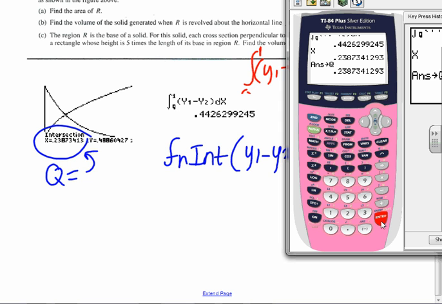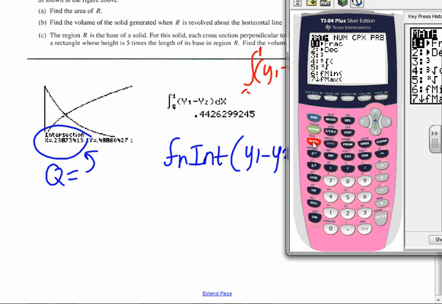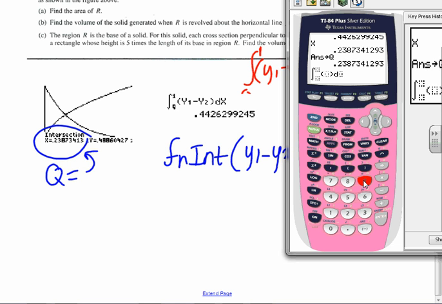Now, what's interesting about this is I can actually do this. I'm going to go math. I didn't have to store. If I have to store two values, then I'm going to have to do that store thing. But I could actually type in X, because X was 0.238. So I type in X, and we go to 1. And then we would put in y1 minus y2.